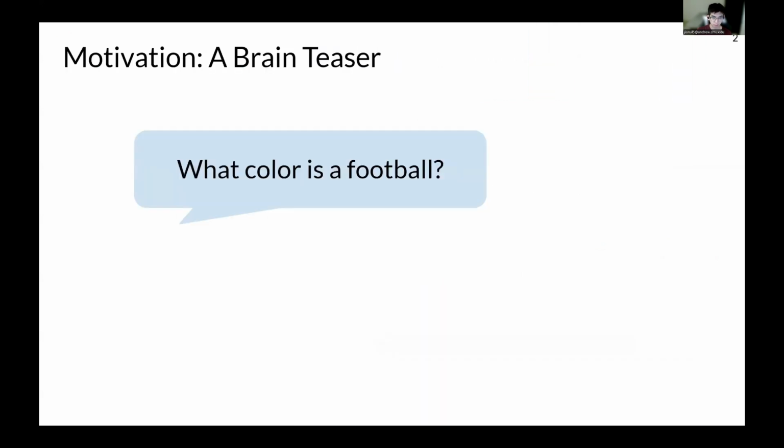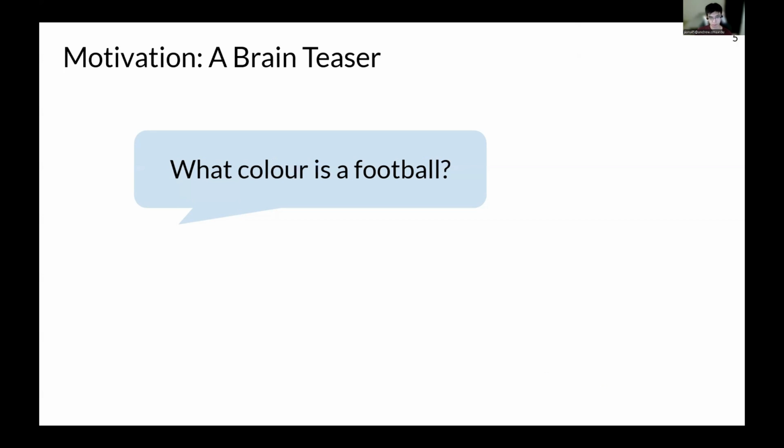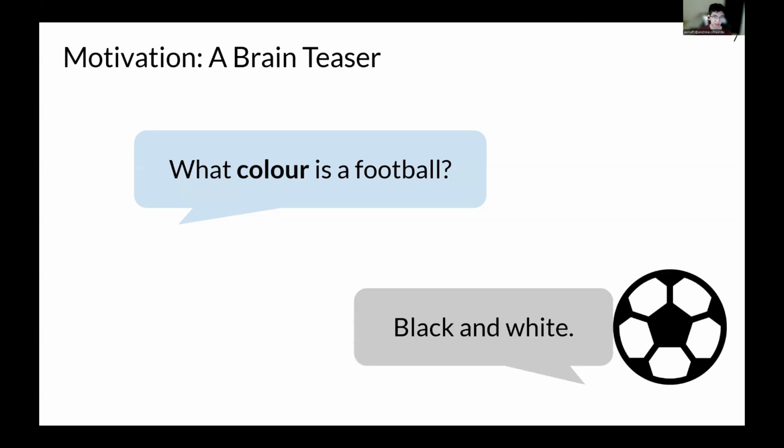Let's start with a brain teaser. What color is a football? Now the question might have different meanings depending on the cultural context. For instance, if the word color is spelled in American English, COLOR, the answer might be a brown football. But if it's spelled in the British way with an OUR, the answer might be a black and white football.